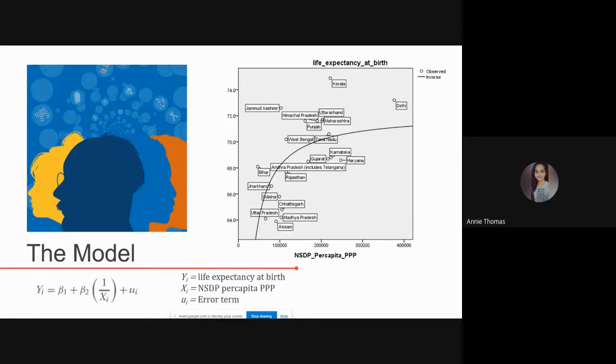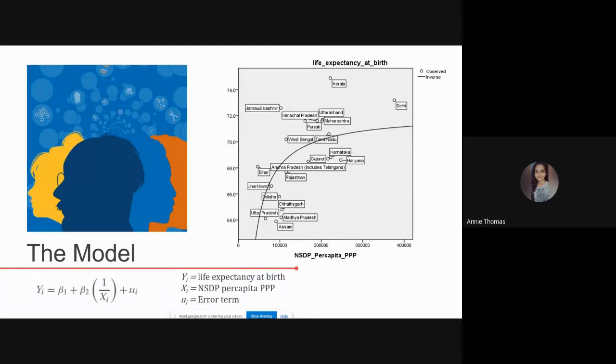On the x-axis, the Preston curve shows the NSDP per capita, and on the y-axis, life expectancy at birth. The equation of our model is Yi equals beta 1 plus beta 2 times 1 by Xi plus Ui. Yi is life expectancy, our dependent variable, and Xi is NSDP per capita, our independent variable. Here, the error term Ui represents the factors affecting life expectancy other than NSDP per capita.